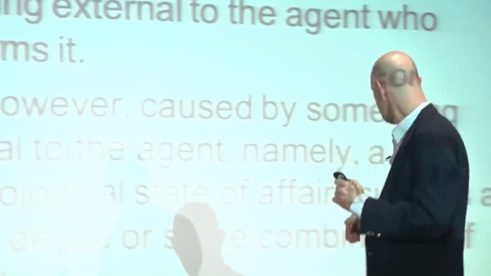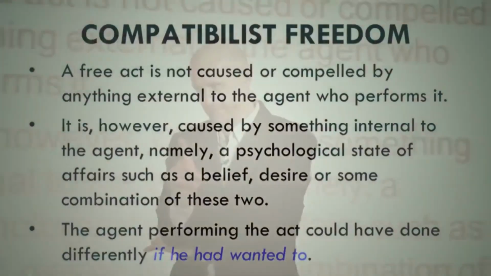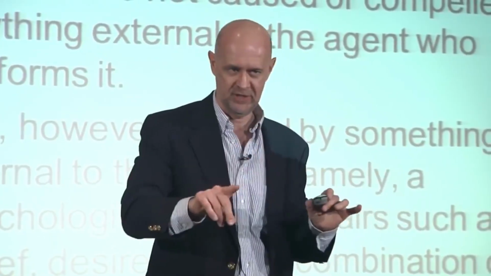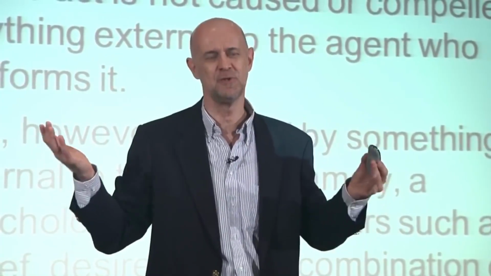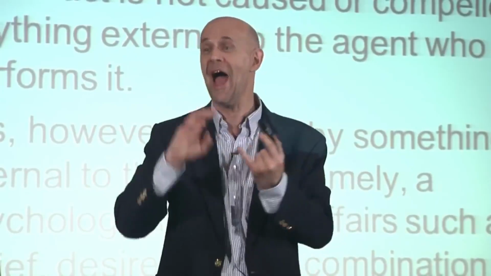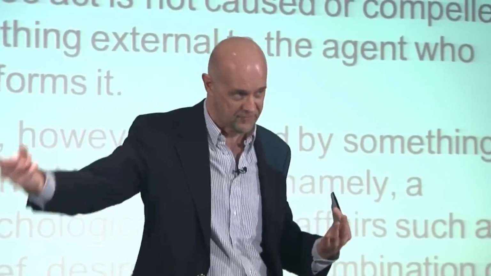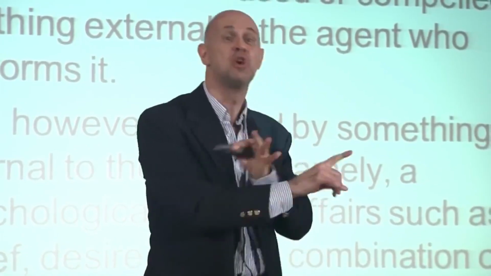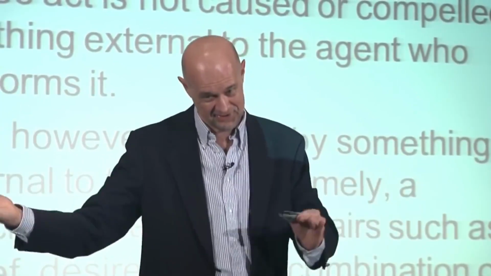Now, thirdly, the agent performing the act could have done differently if he had wanted to. So they express this in terms of a kind of counterfactual conditional. If you wanted to act differently, then you could have. But of course, you can't want to do otherwise because you've been determined to have exactly those thoughts. So if you had been determined to have different thoughts, feelings, desires, then you could have acted differently. But given the actual thoughts, feelings, desires, wishes you in fact have, you cannot act differently than you do. But it's still true that you could have acted differently if you wanted to.